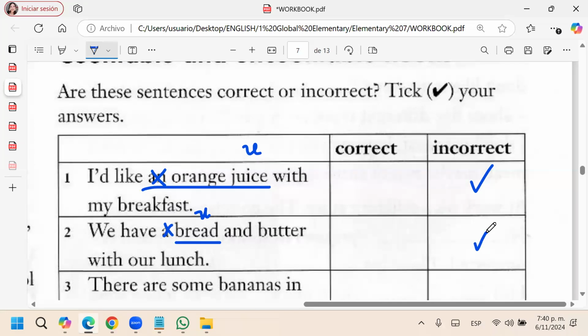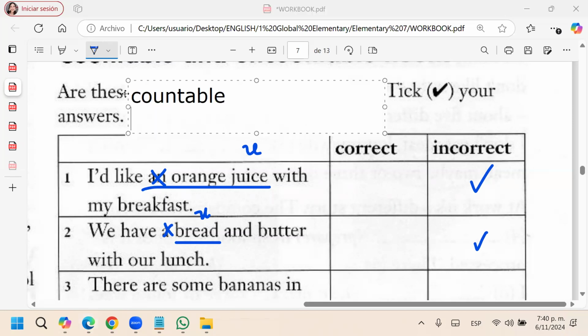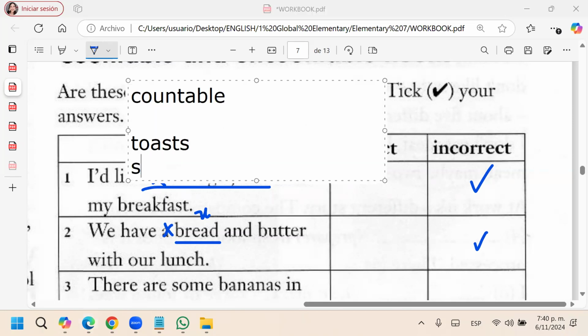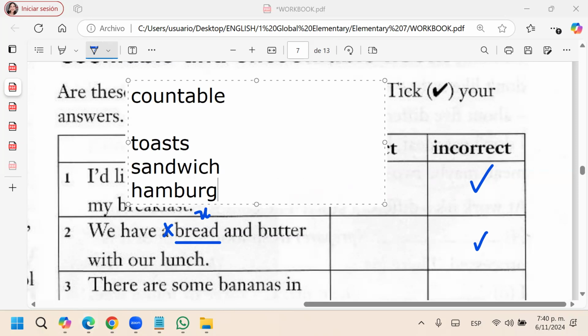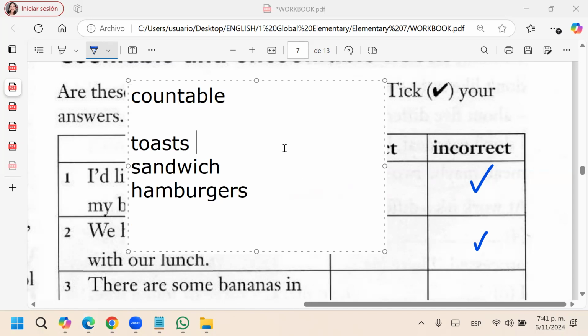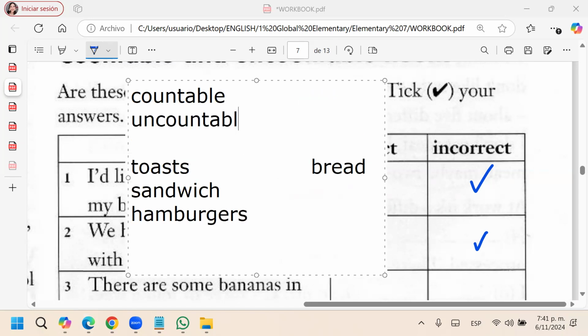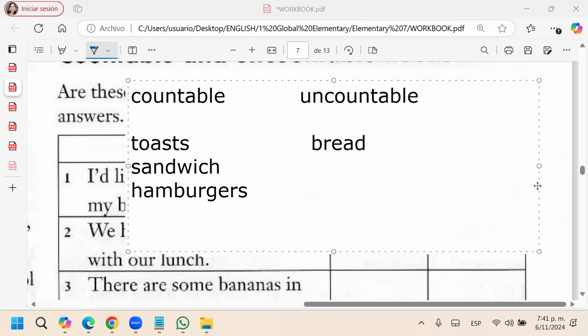Sandwiches, burgers, I can count them. Toasts are countable. Toasts, sandwiches, hamburgers, countable. The bread, no. Bread is uncountable. Yo sé que no tiene sentido, pero bueno, es así. El pan es incontable. La palabra pan, bread, is uncountable.